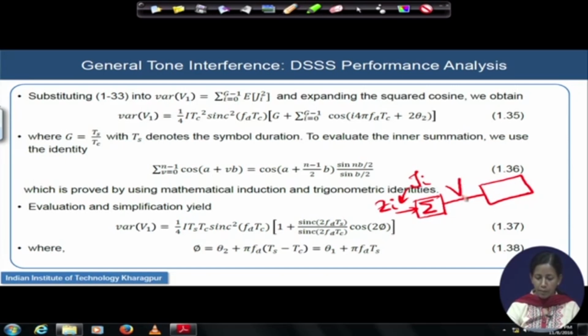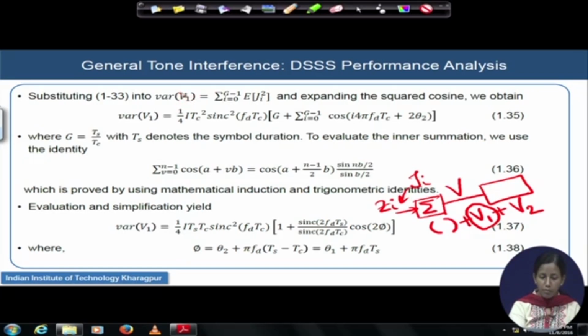Our V was here, where like J I, your Z I, your V will also be contributing three parts. One is the contribution from the signal, then the contribution from the jamming part, and the contribution from the noise part. V 1 is the contribution from the jamming part. So, we are interested to check the variance of V 1 and the mean part of the V 1.